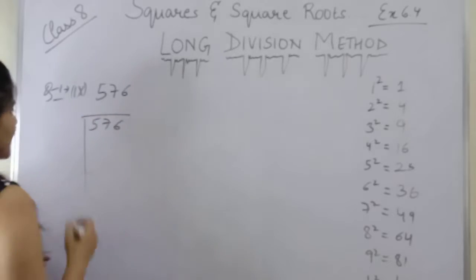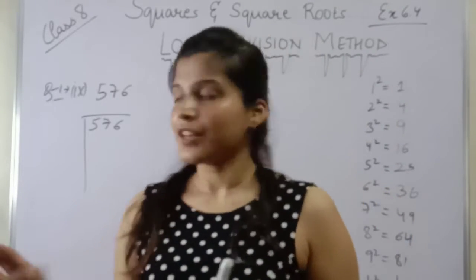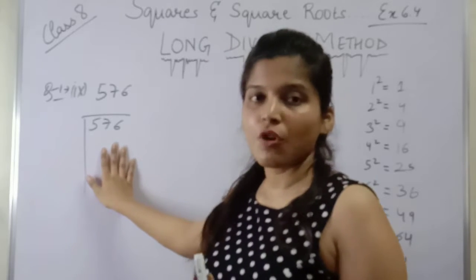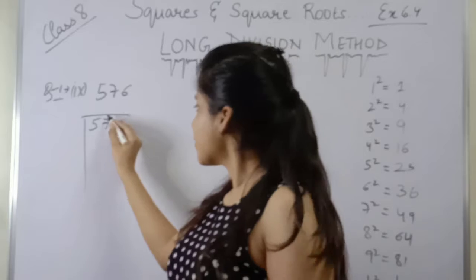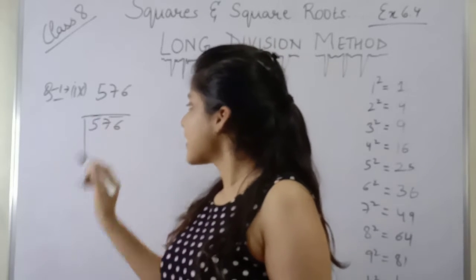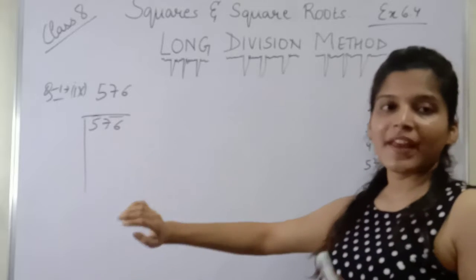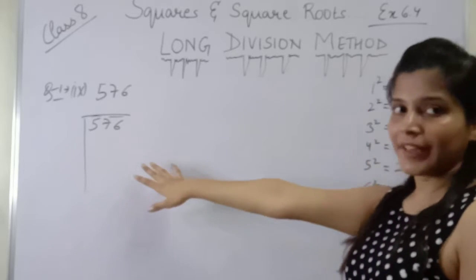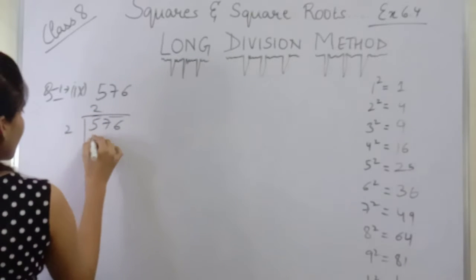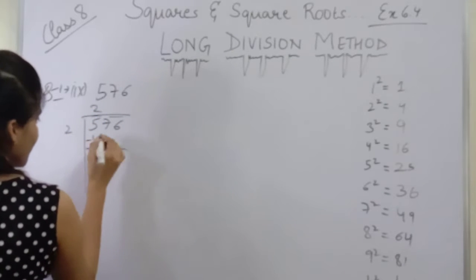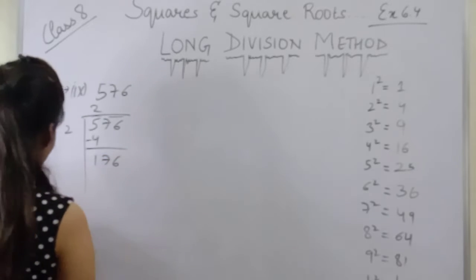So 576. Our first step in this method is to make bars and make pairs. We will start from the right. 76 is one pair, so one bar, and 5 is a single term, so one bar on 5 also. Now a perfect square number smaller than 5 is 4. So 2 2s are 4, 5 minus 4 is 1, and 76 as it is.